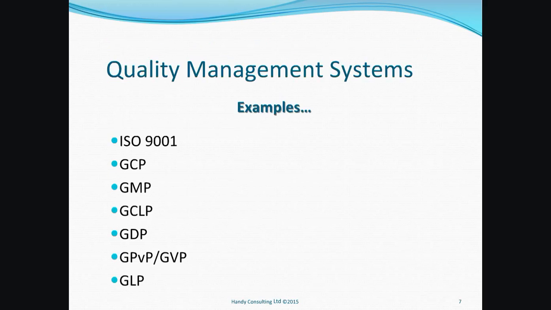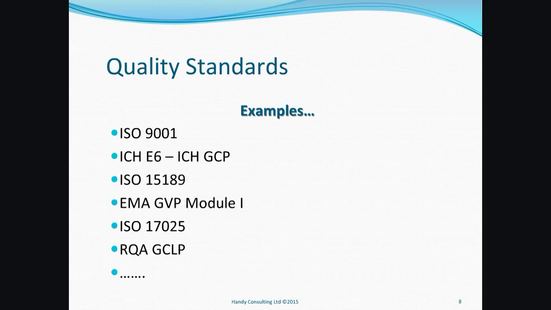And as Andrew's mentioned, the GXPs here are quality systems. ISO 9001 are quality systems. They're not standards, except ISO 9001 is a standard. It's a written standard. And the written standards are things like ICH GCP, ISO 17025, the RQA GCLP document that we have. So these are examples of what quality standards are, and they may be laws, they may be written standards, they may be voluntary. But these are examples of quality standards.